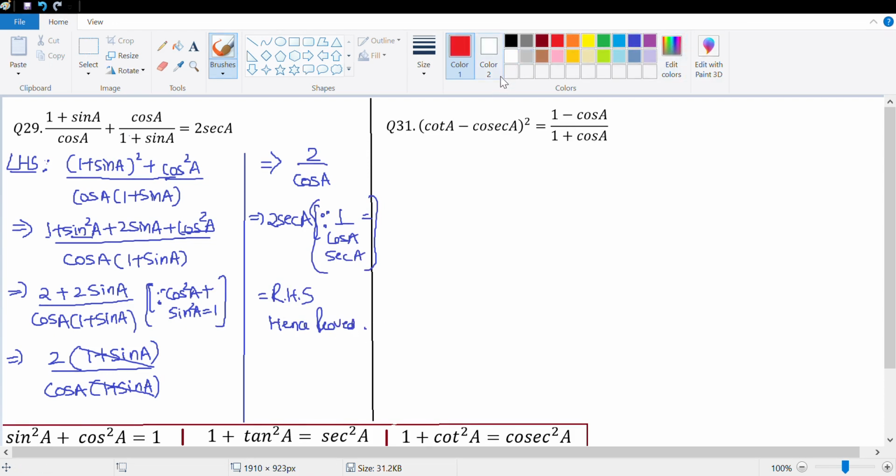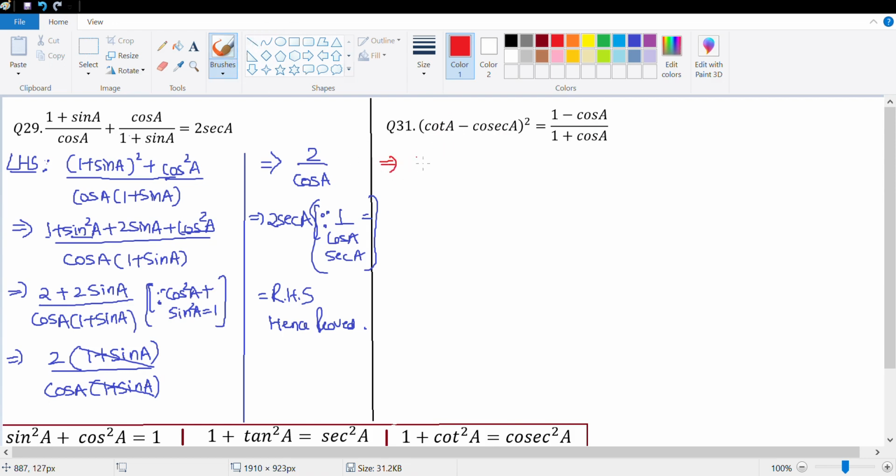Let's look at the next question. The next question that we do is question number 31. It says (cot A minus cosec A) whole square is equal to (1 minus cos A) upon (1 plus cos A). So let's work with the left hand side. I notice on the right hand side I have cos, and on the left hand side I have cot and cosec. So let me just convert both of them into sine and cos, and let's see if this helps us.